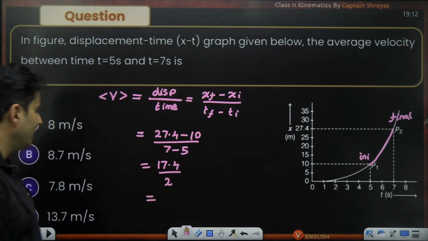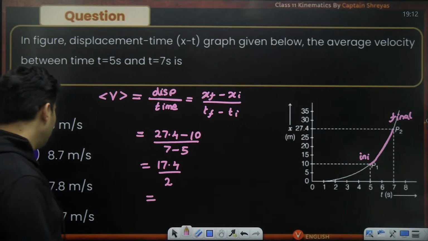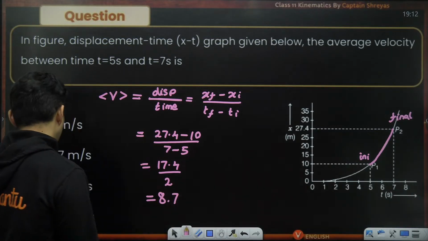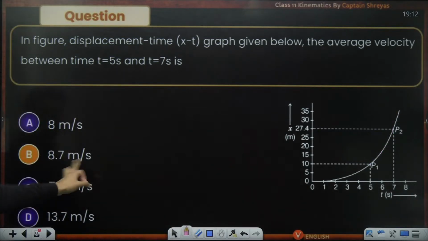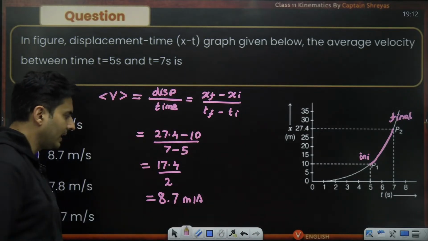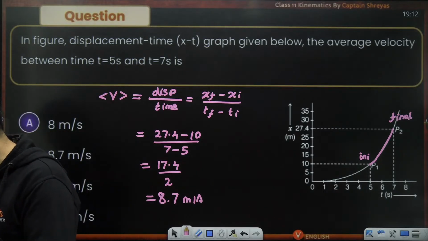What is this going to be, guys? Yep, 17.4 divided by 2. Yep, it's going to be 8.7. So which is option number B. Yep, option number B, 8.7 meters per second. That's it. Perfecto. Super duper.